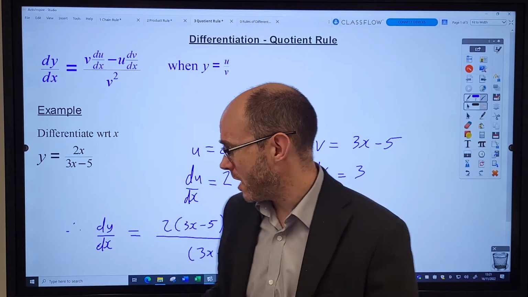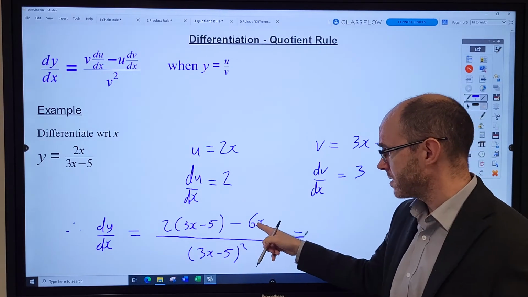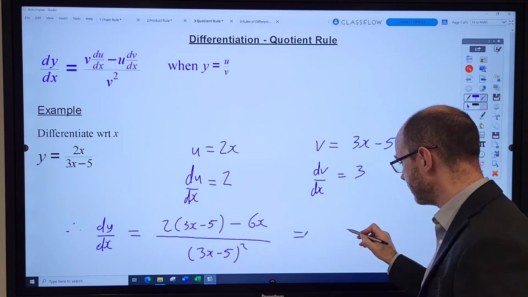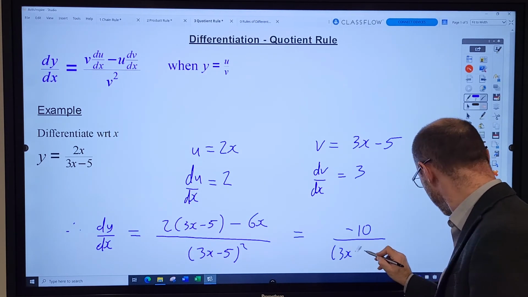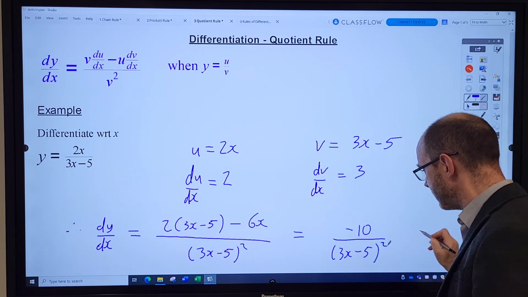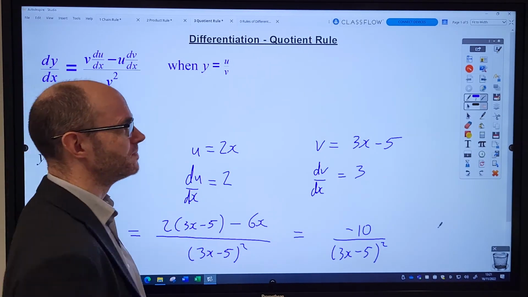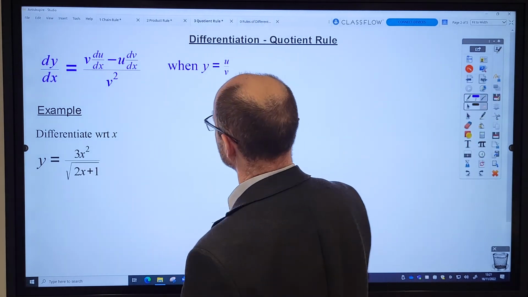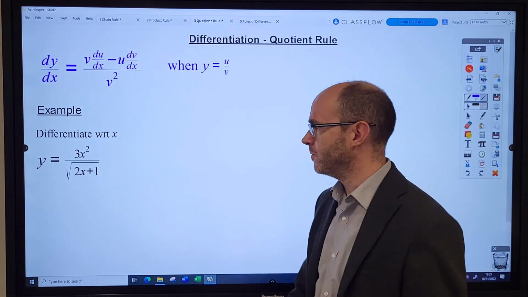Done. Only a little bit of simplification to do, which I can just do here actually. 6x, subtract 6x, 0, negative 10. Negative 10 over (3x minus 5) squared. Done. One more example. Here we go. Maybe pause the video, have a go at it, unpause, see how you get on.